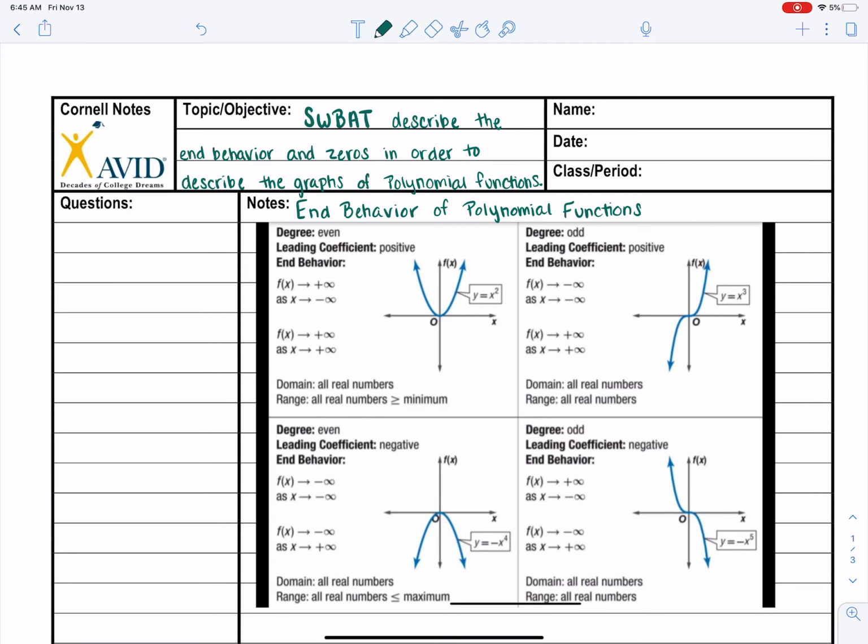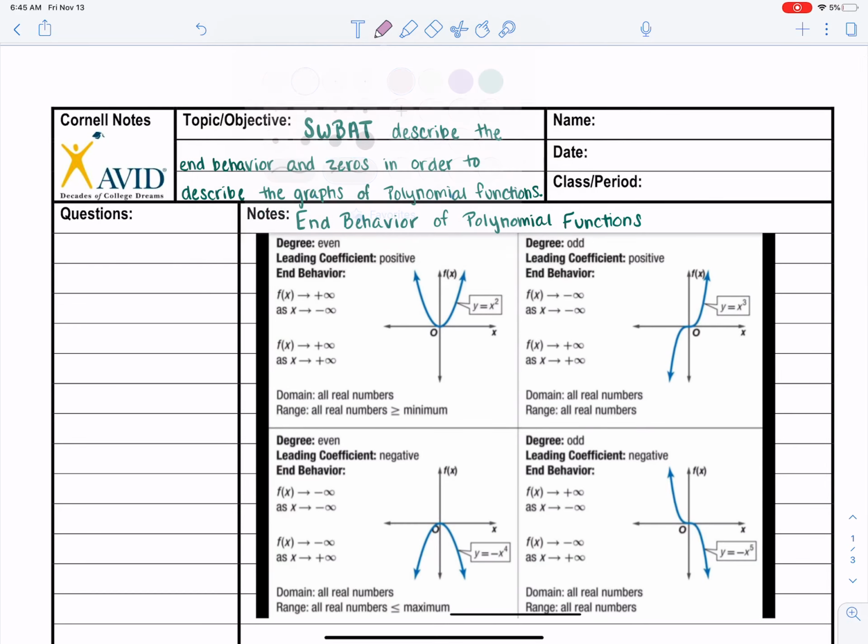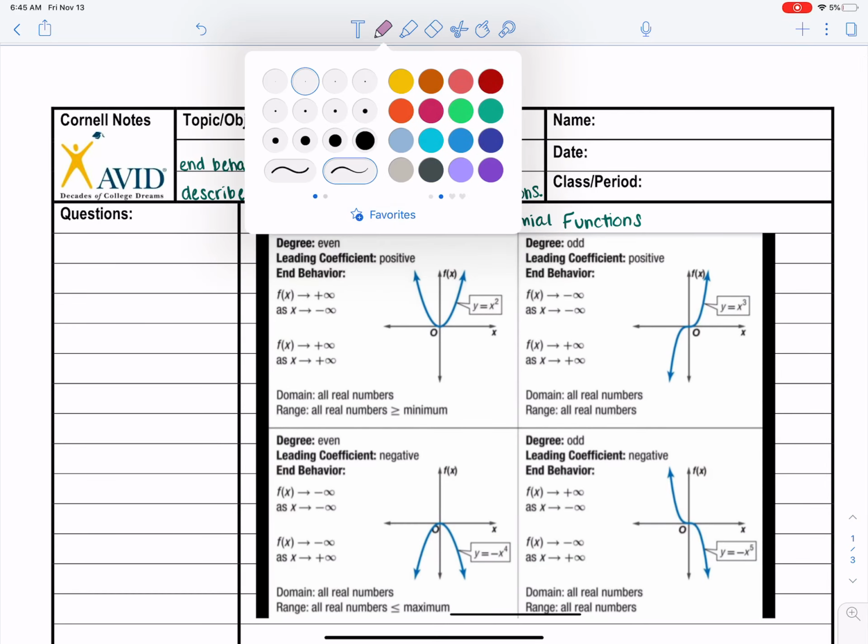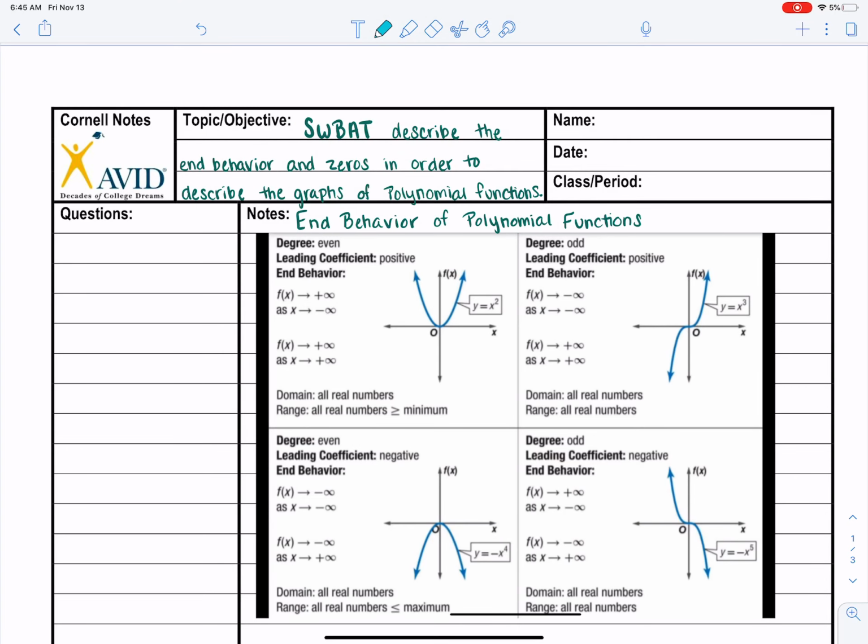So today, the student will be able to describe the end behavior and zeros in order to describe the graphs of polynomial functions. So remember, the end behavior is what happens to the graphs as they go left and right. What happens on the end of the left side and the end of the right side. The zeros are the x-intercepts.